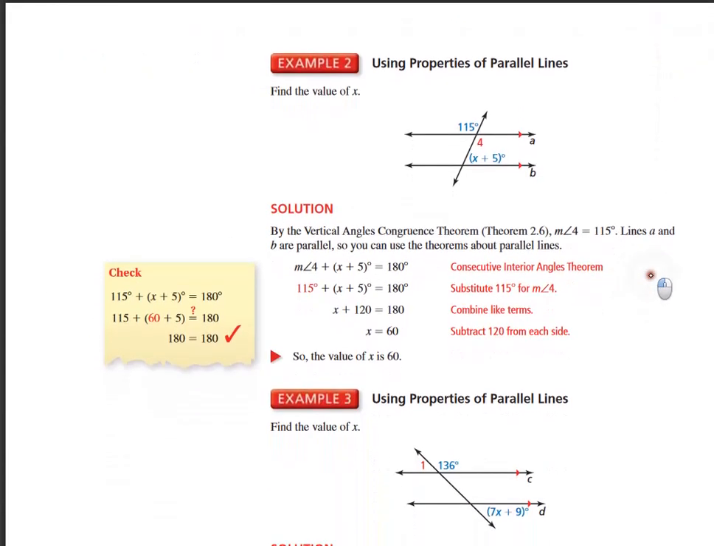Okay. So check this little situation out. They told us this is 115 and this is x plus 5. Now, there's more than one way to do this. What they realize is that angle 4 plus this angle right here, those add up to 180 because see how they're consecutive interior? But angle 4 is equal to 115, right? Because these are vertical to each other. So they just substituted that in. And then they solved.